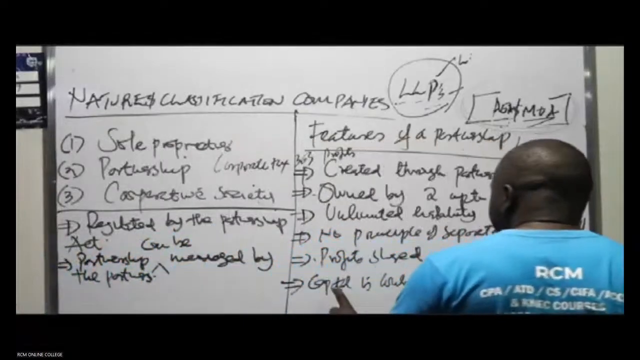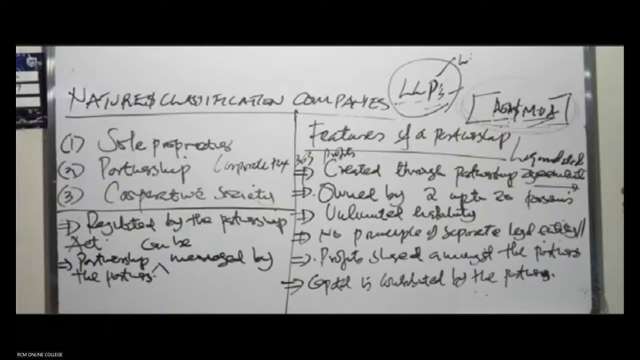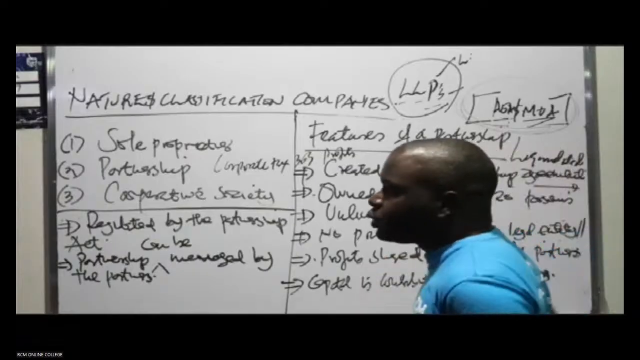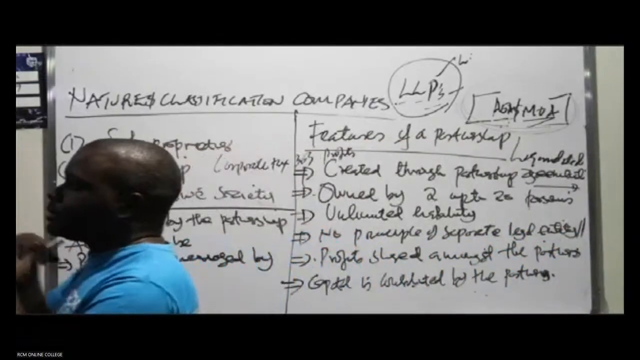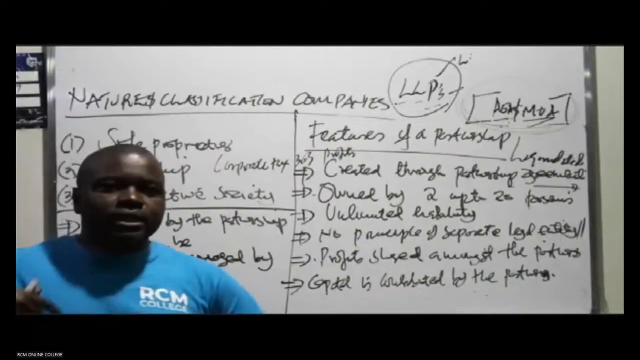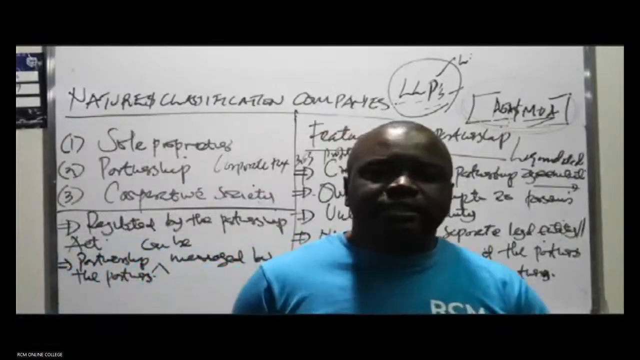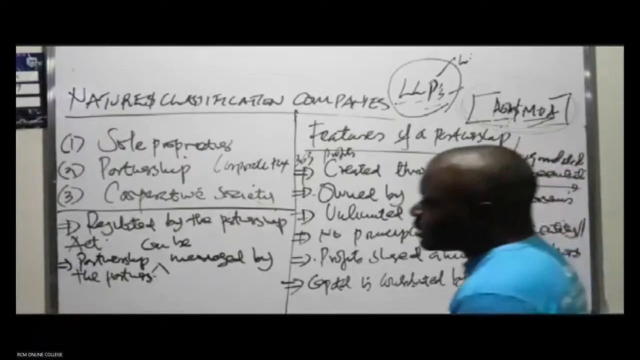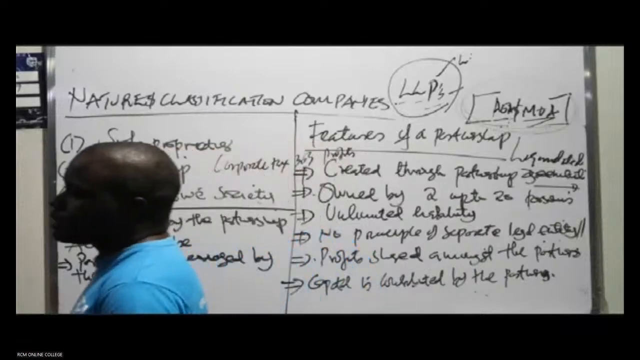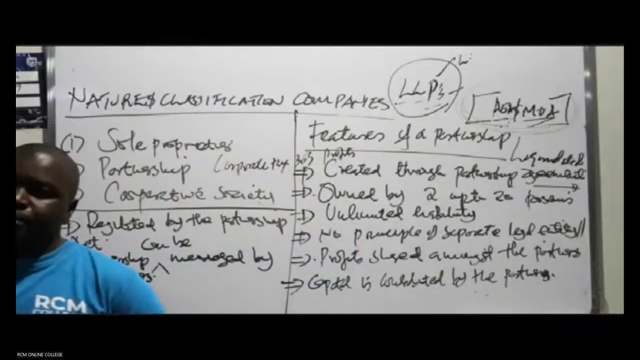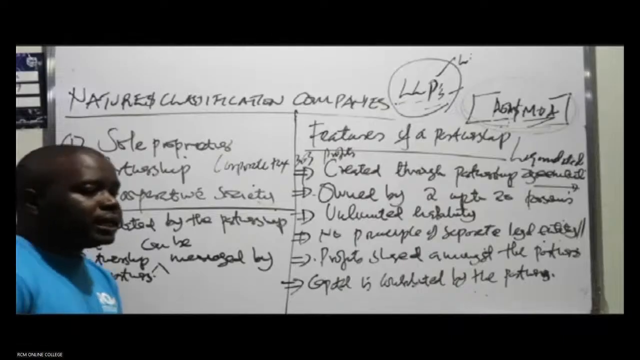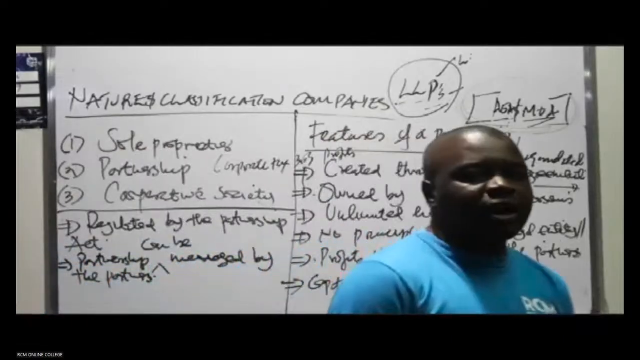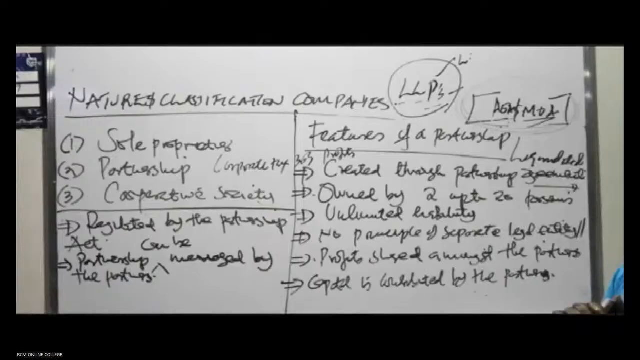Then the capital is contributed by the partners. So the partners contribute the capital. Normally this one puts in maybe 60,000, this other one 70,000, this other one 80,000. Then eventually they put it together and form the business. So they do not sell shares. They contribute capital themselves as parties. While in a company, there's a wide range of sources of capital you can get from. You can sell shares, or you can sell the instrument we call debentures.